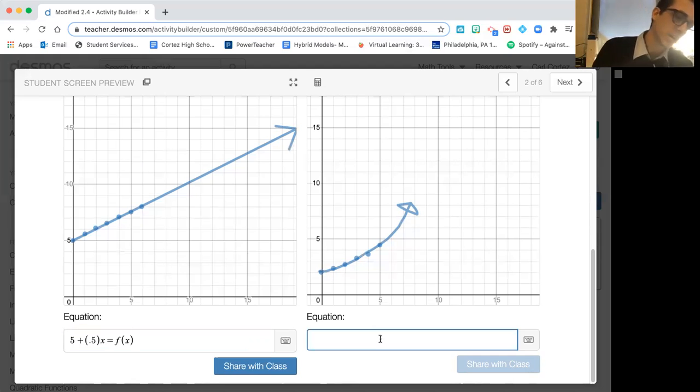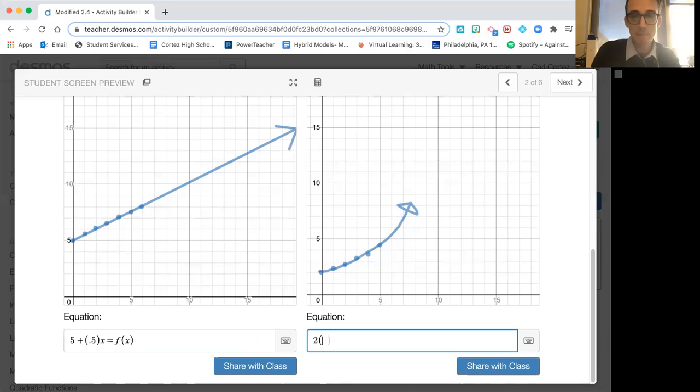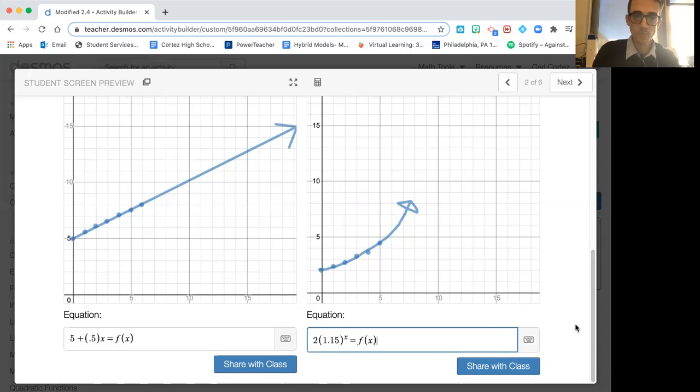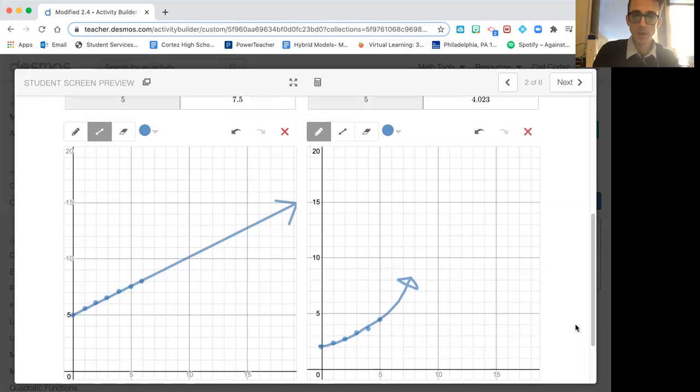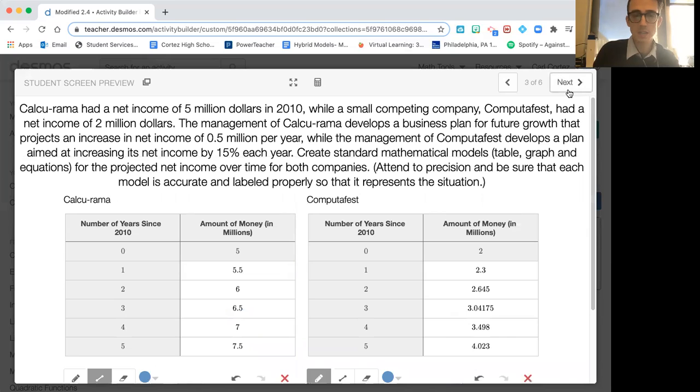Whereas for Computafest, goofy name, it's starting with 2, and then what do we keep multiplying that by? Hopefully you're saying 1.15, and we're doing this X number of times. That's our function there. Okay, interesting. Let's see what else is going to be asked of us.